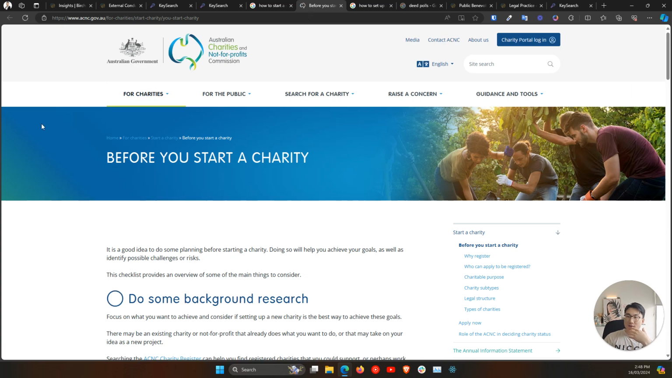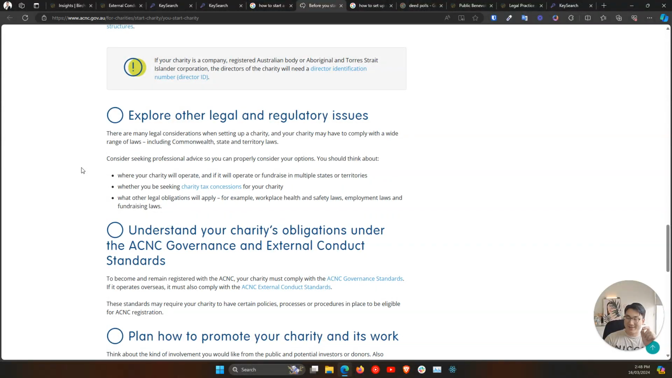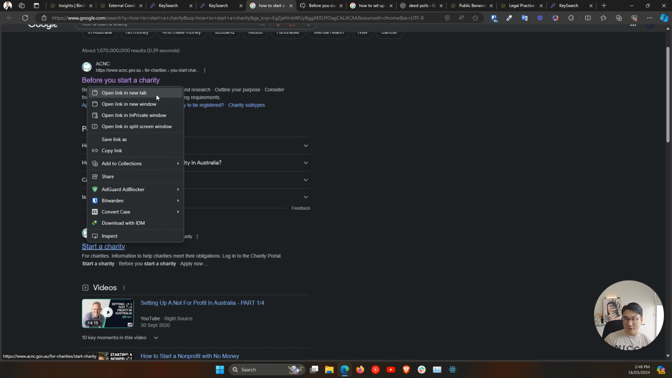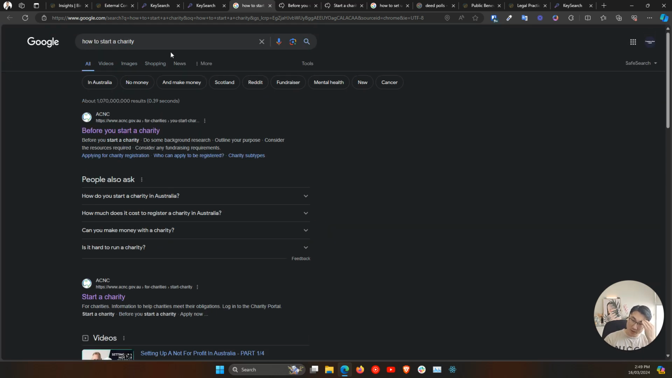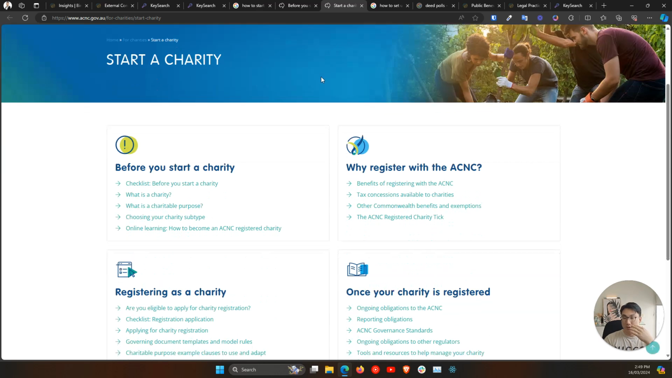ACNC is the Australian Charities and Not-for-Profit Commission, which is a government website. Nothing ranks higher for this type of search term than a government website, which means it's very difficult for a newbie like this law firm who wants to rank high for this type of keyword. So it's difficult for them to rank one or two.